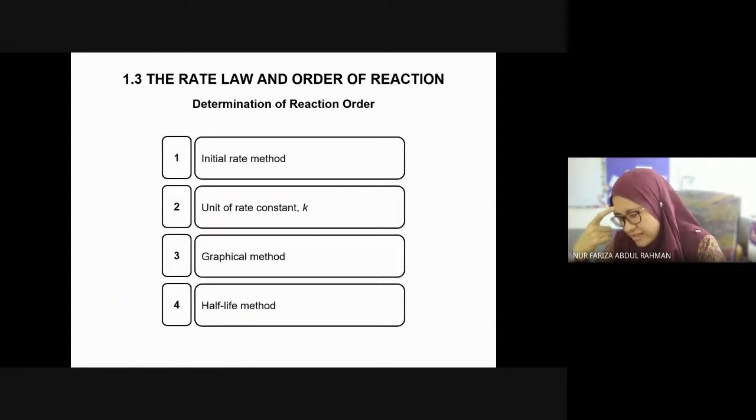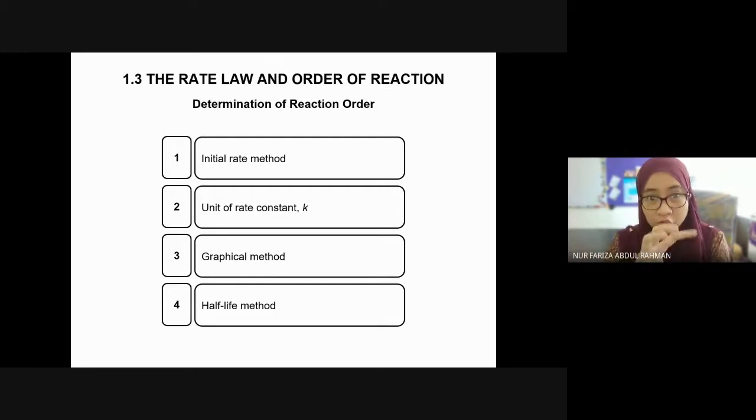Okay. Alright, so there are 4 methods that we can use to determine the order of the reaction, or the order with respect to each reactant, because each reactant has its own order. Kalau kita kata the order of the whole reaction, it will be the total order of each reactant.